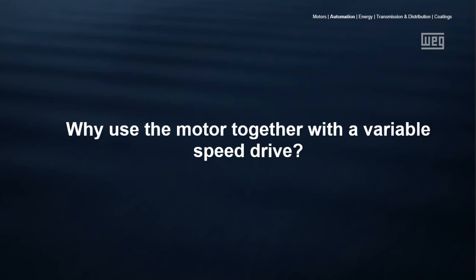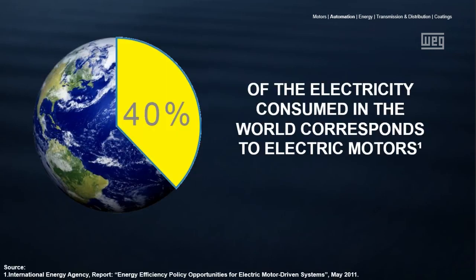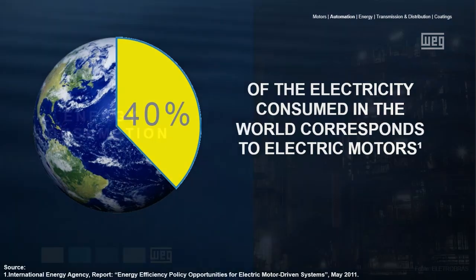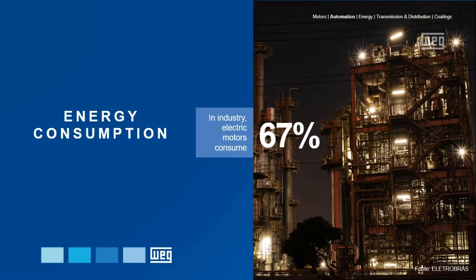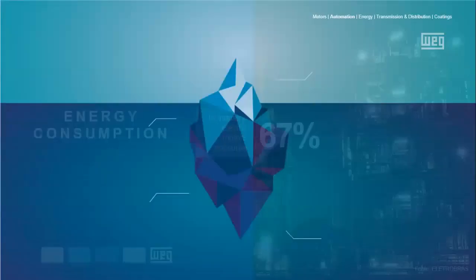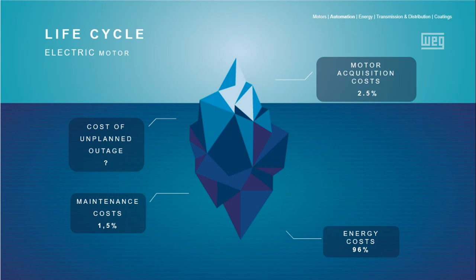But why is it interesting to use the motor together with a variable speed drive? Well, there is some important information to take into consideration. For example, did you know that 40% of the electrical energy consumed in the world goes to electrical motors? In industrial plants, approximately 67% of the energy consumption is due to electrical motors alone. During the entire life of the motor, the acquisition value of this equipment is approximately only 2.5% of all the expenses you will have, 96% of which will be from the electrical power consumption of this motor.